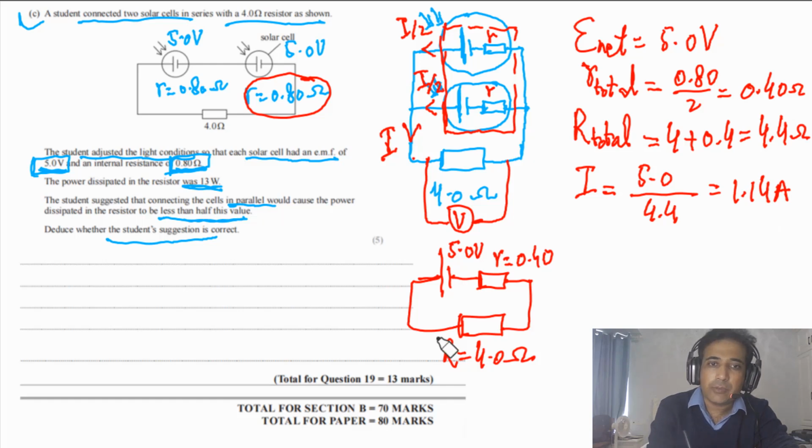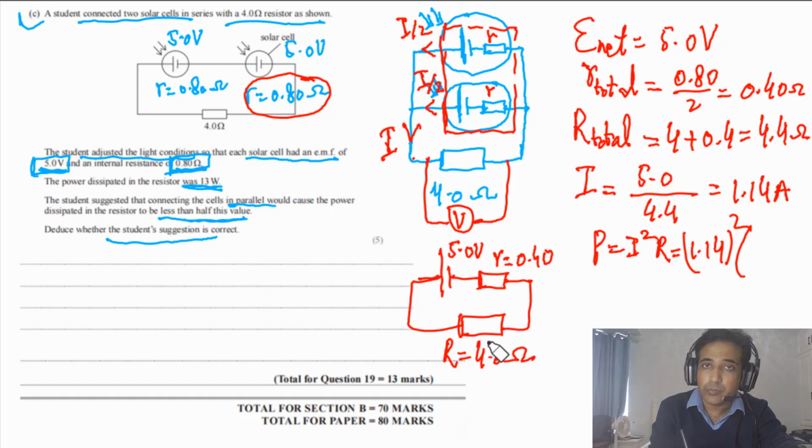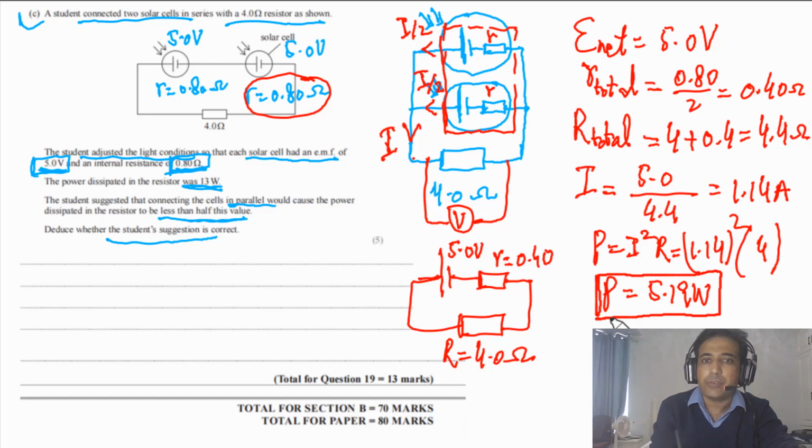So how about the power dissipated in this resistor now? The power dissipated in the resistor will be equal to I squared times R. We have I equal to 1.14, squared, times the resistance of this resistor. We are talking about power dissipated in this resistor, and the resistance of this one is 4. If we solve this, we will get 5.19 watts. So this is the value of P, the power dissipated.